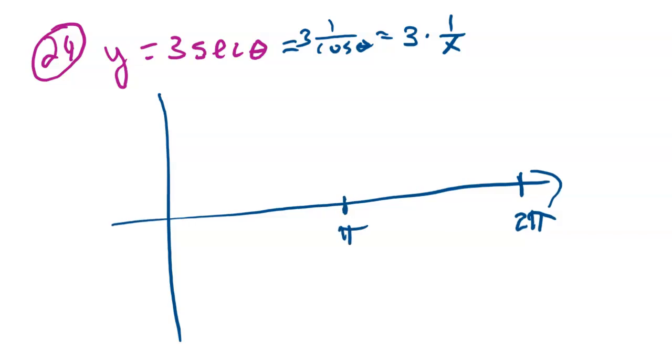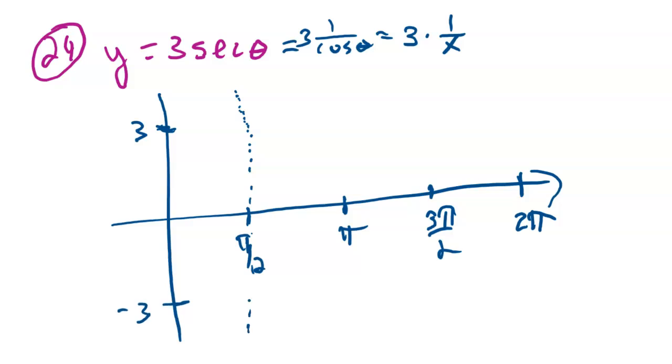Here's pi. Here's pi over 2. Here's 3 pi over 2. Perfect. Here's 3, and negative 3 is fine. Put our asymptotes in. On the unit circle, where are the x values 0? The x values are 0 at pi over 2, and at 3 pi over 2.